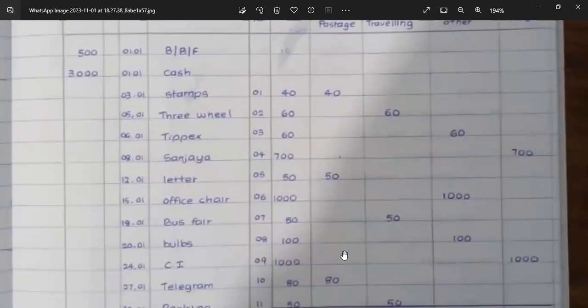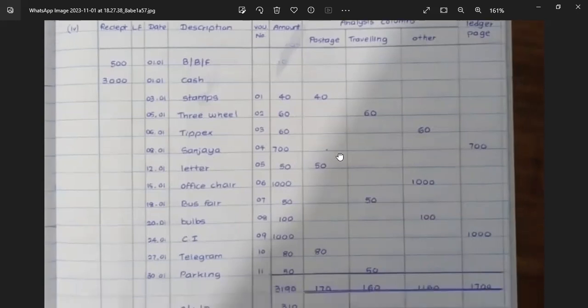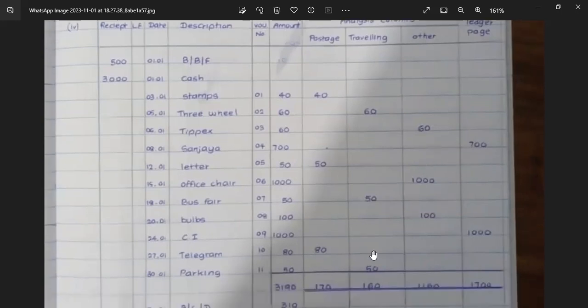This is correct. All the things are correct except this one, office chair. This should be corrected as ledger account, and after ledger account we can identify the ledger page. Normally we don't write anything in ledger page, right? So in here, correct this office chair to ledger account. Except that one, all the things are correct, but the total should again change. In here, total should be 160 and this should be 2,700. So other things are okay.